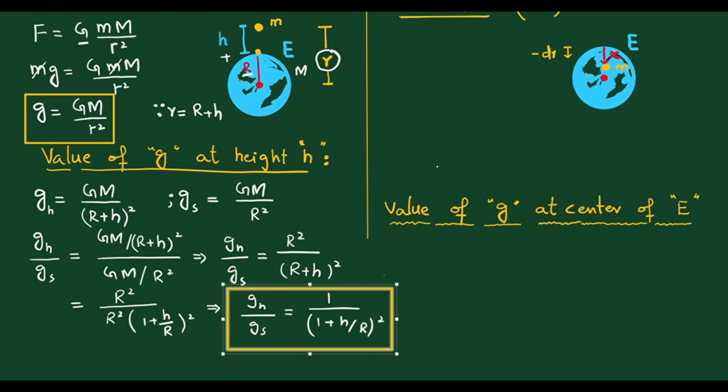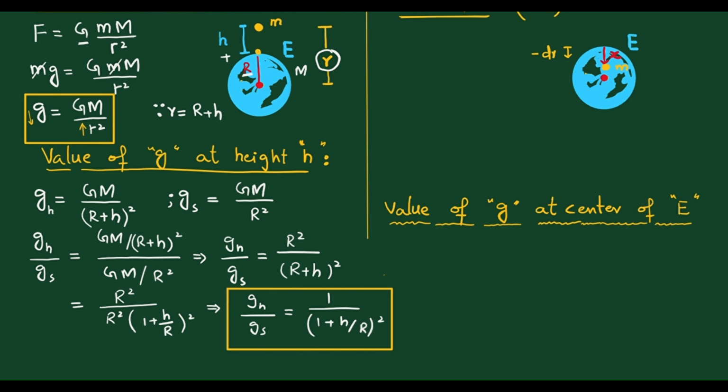As we know from our first relation, if we increase r, then the gravitational acceleration will decrease. If we go to a certain height small h, then the value of g will decrease.